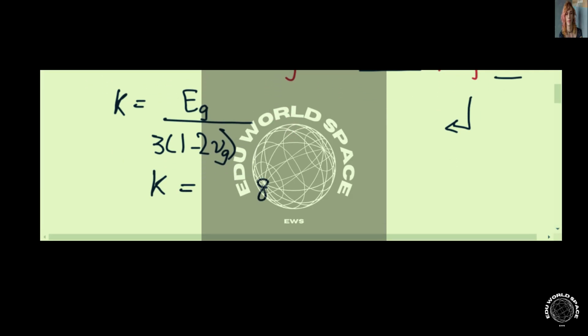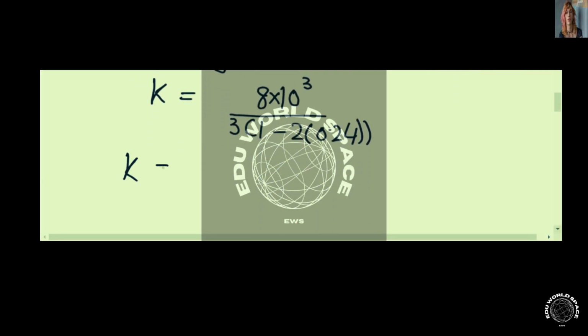So 8 into 10 raised to power 3 divided by 3 into (1 negative 2 times 0.24), right? Just calculate it and we'll get our answer. So that is 5.1282 into 10 raised to the power 3. Let me write it a little bit nicely, ksi. So that is approximately equal to 5.13 into 10 raised to the power 3 ksi, right? So this is your solution for part B.